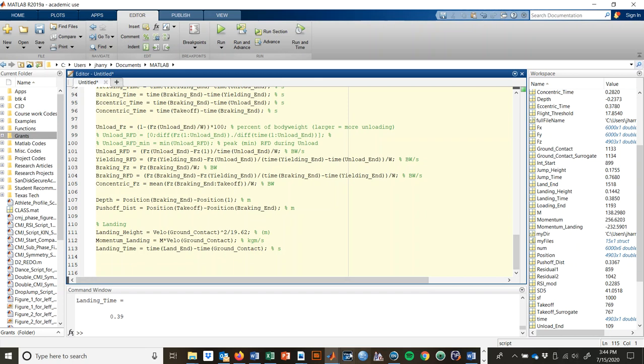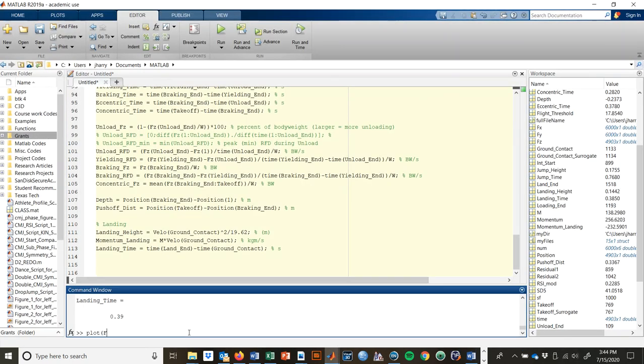So the peak force, if I close this and I just plot FZ from ground contact to land end. So we're only looking, oops, got to make sure I use the right symbols here.